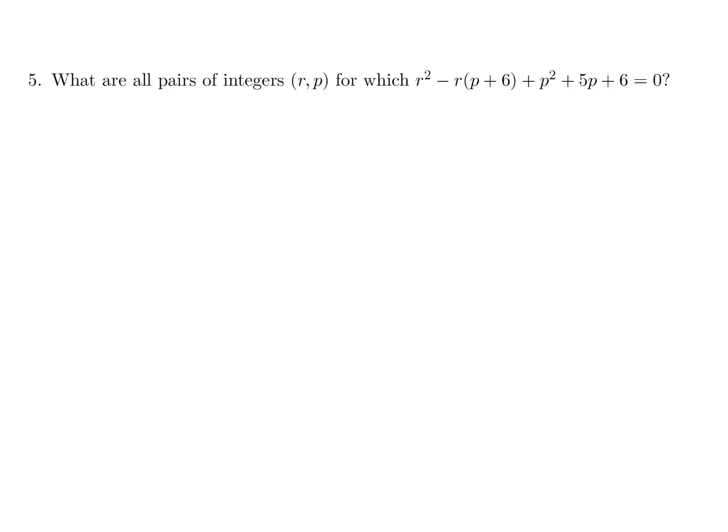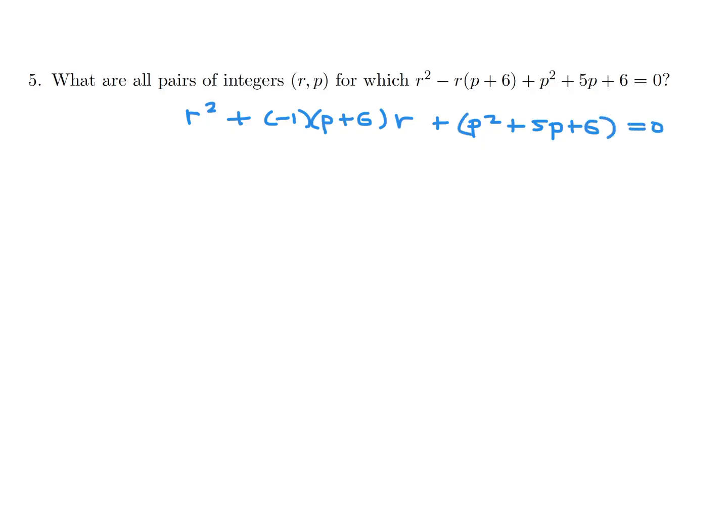What are all pairs of integers r, p for which r squared minus r times (p plus 6) plus p squared plus 5p plus 6 is equal to 0? Let us arrange this in a way that makes it look like a quadratic equation. So let me do this carefully here. r squared minus (p plus 6) r plus p squared plus 5p plus 6.